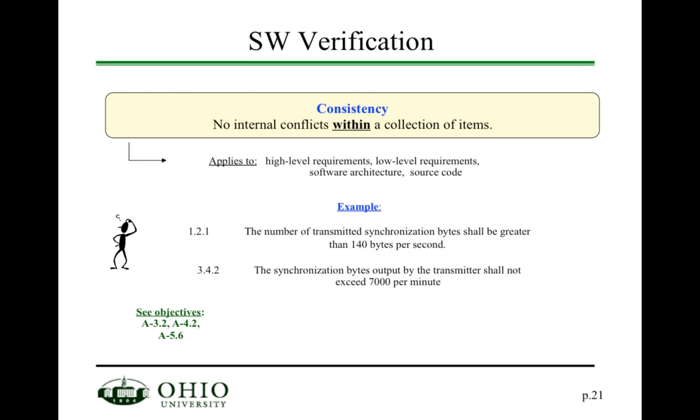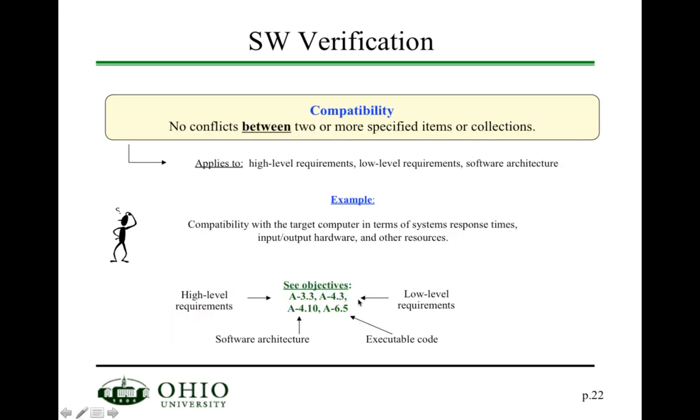So that means there is an inconsistency that you need to find either by means of review or by means of analyses. You need to find that this is a problem and then feed it back to the requirements process and fix it. So the compatibility is really to check out if there's no conflicts between two or more specified items or collections. In other words, compatibility of a particular executable code with the hardware target.